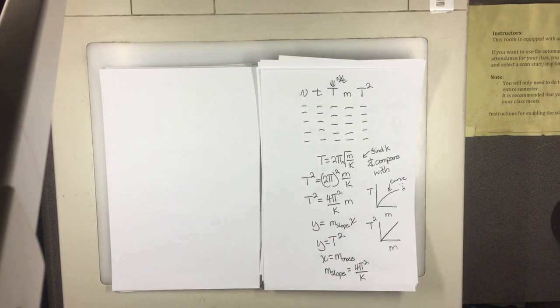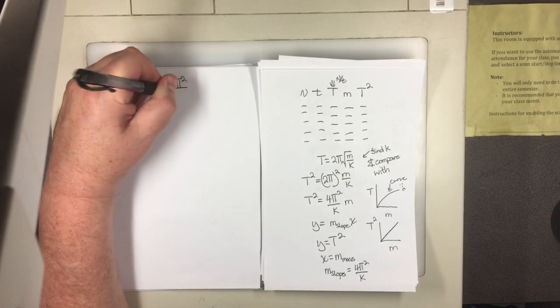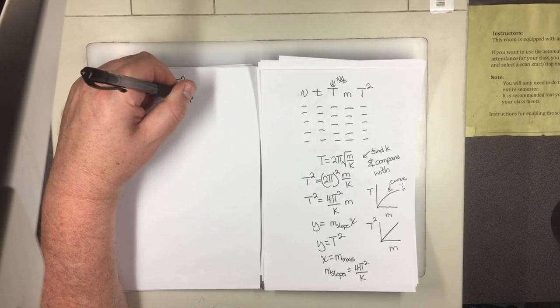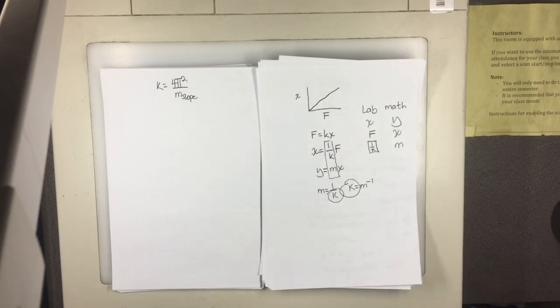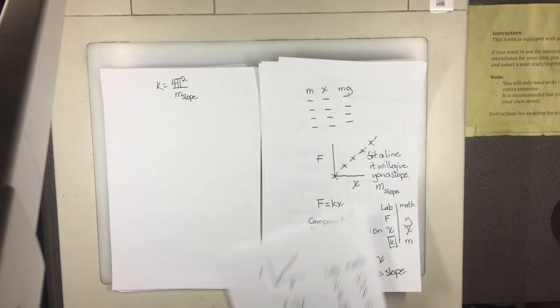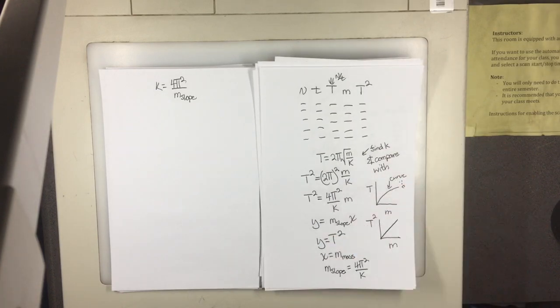So you take that fitted line, and what you do is you take 4 pi squared and divide it by m slope, and then you've got the value of the spring constant. And this spring constant should be the same as the spring constant that you solved when doing this. Or doing that, whatever they ask you to do. So remember, spring constant, that k does not change. It's a constant.